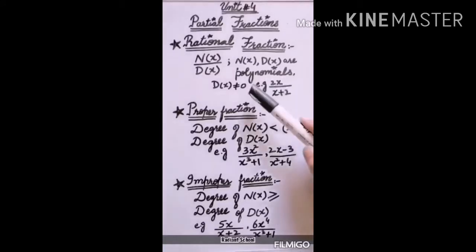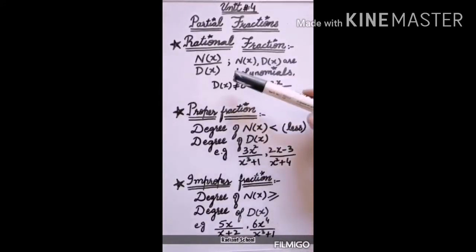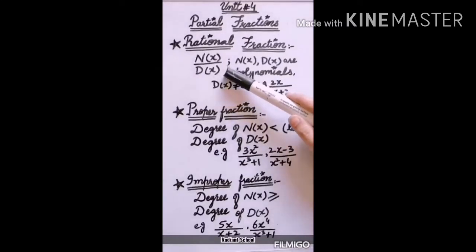So we must have one condition here: a rational fraction is a fraction of the form N of x divided by D of x, where N of x and D of x are two polynomials and D of x must not be equal to 0. The denominator must not be equal to 0. You can take any example. Look at this expression, 2x divided by x plus 2.